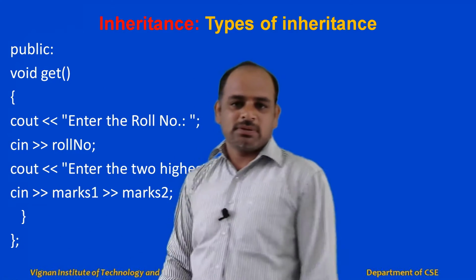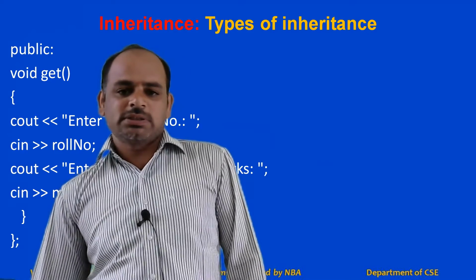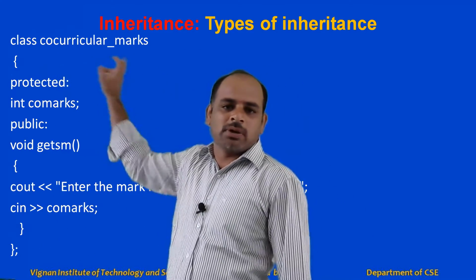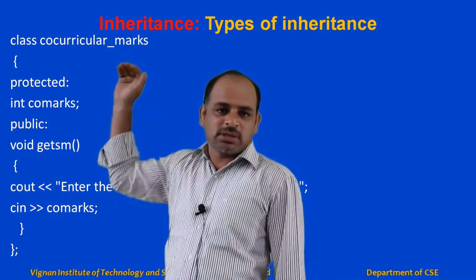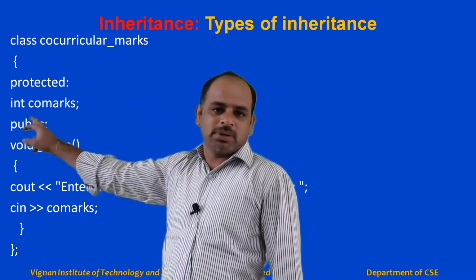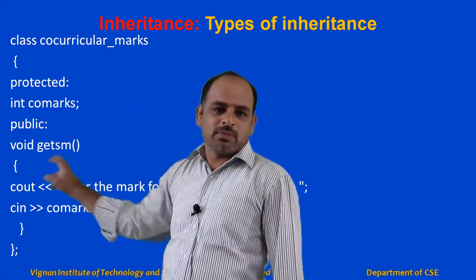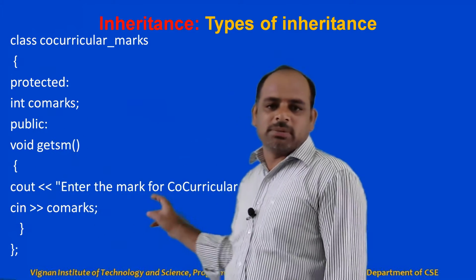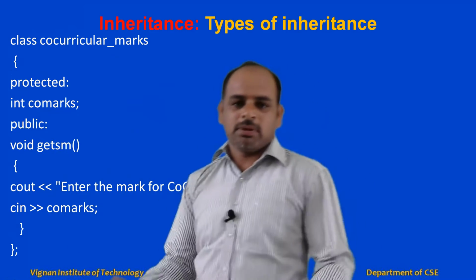So the first base class, student marks, the declaration is over, and then we go for one more class, class co-curricular marks. So one class is declared for the student marks, another class is declared for the co-curricular marks, and again it has a protected member int co marks, and public void get marks: enter the marks for co-curricular activities. Here you will read the co-curricular marks.